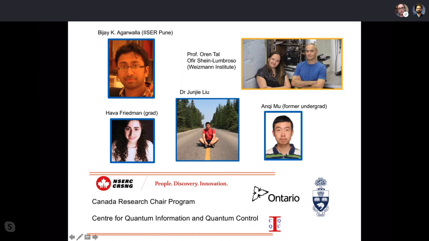And last, and of course not least, the experimental collaborators: Professor Oren Tal and his former graduate student Ofir from the Weizmann Institute of Science. We worked on several projects in the last few years, and we learned so much from them. That has been really great. And of course, the funding agencies who give us money: NSERC, the Canada Researcher Program, and the Center for Quantum Information and Quantum Control in Toronto.